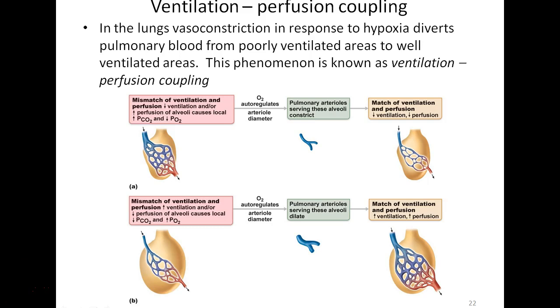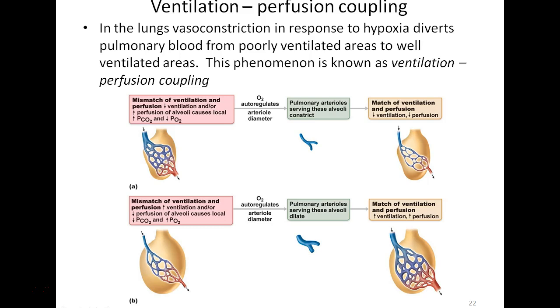So in summary of the things we've talked about, oxygen is going to diffuse across the respiratory membrane from the alveoli into those capillaries because the partial pressure of oxygen in the blood is lower than the partial pressure of oxygen in the alveoli.